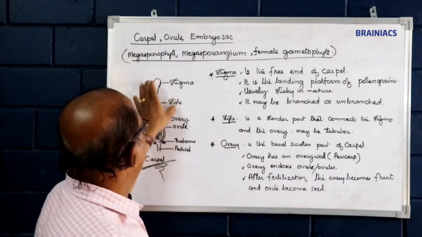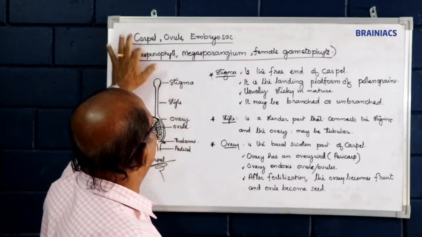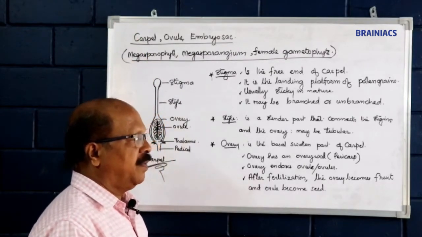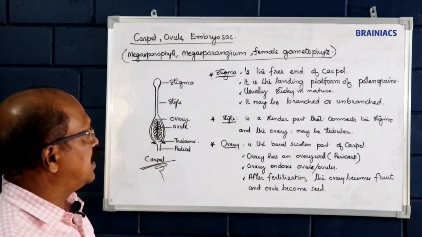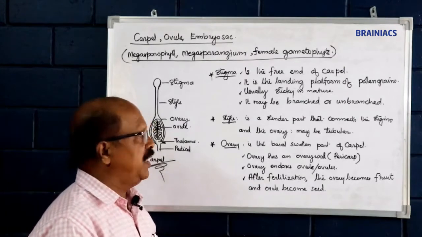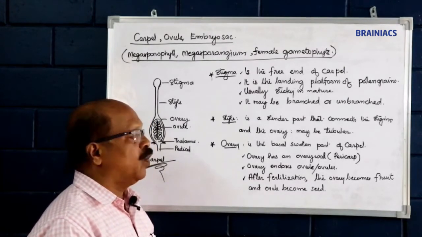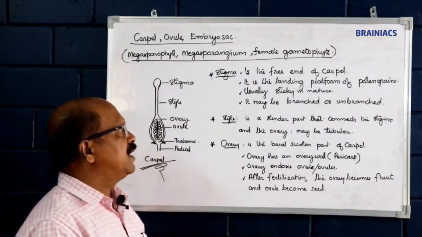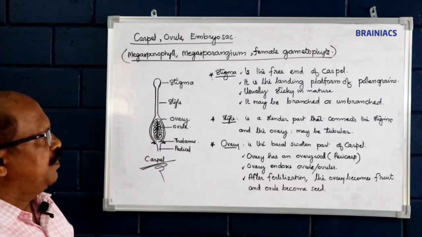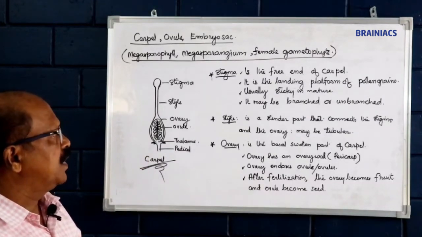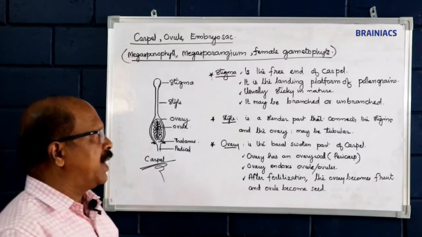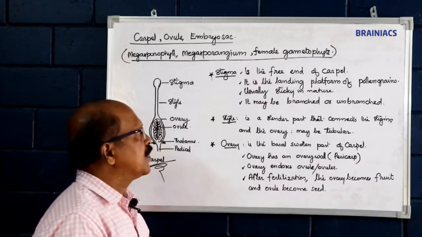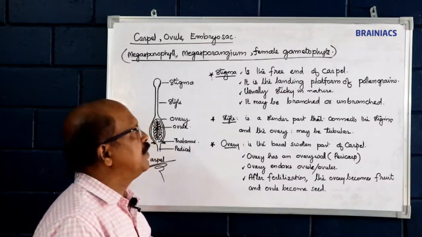See, these are all about the megasporophyll. Each megasporophyll, the carpel, contains 3 distinct regions, namely stigma, style and ovary. You already learned in the morphology also. Stigma is the free end of carpel, which is usually solid. It is the receptive center or landing platform of pollen grains, usually sticky in nature. It may be branched or unbranched.